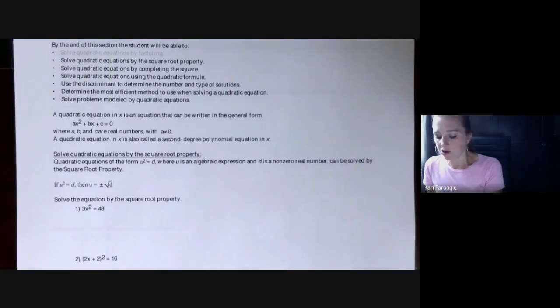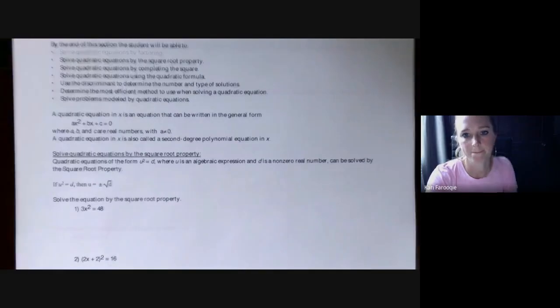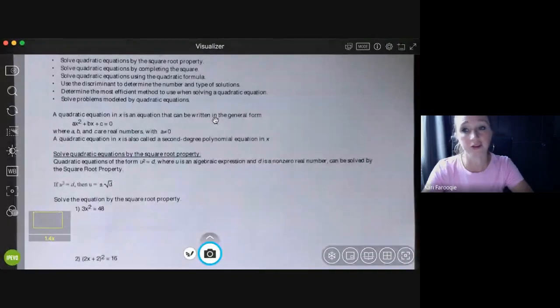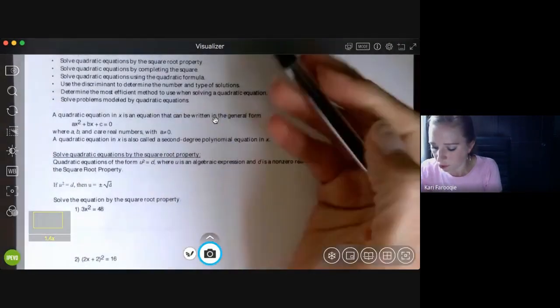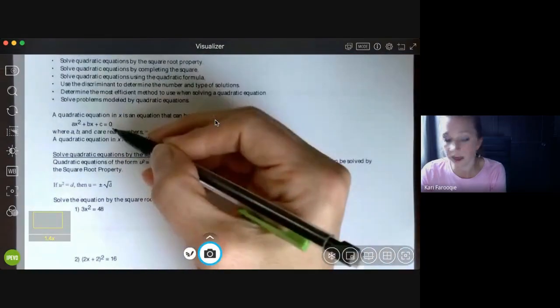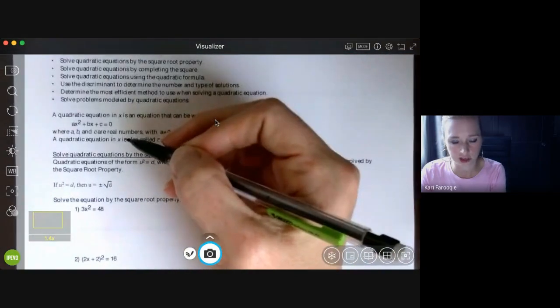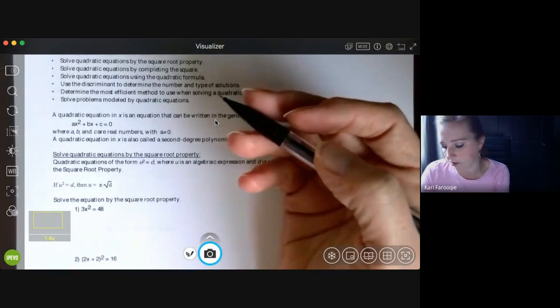A quadratic equation in x is an equation that can be written in the general form ax squared plus bx plus c equals 0. Now, some books call this standard form. Some books call it general form. Your book calls it general form. So that's what this is. A lot of times it's really helpful to have the equation set equal to 0, but it does not always have to present itself in this case.